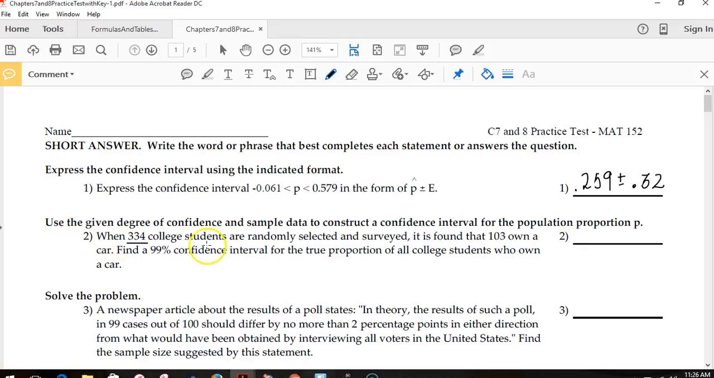Number 2, 334 college students are randomly selected. It was found 103 own a car. Find a 99% confidence interval. All right, so as soon as you hear a confidence interval or test the claim, you want to start paying attention because it's going to tell you to what level you want to know. So a 99%, a 95%. And it's going to tell you in the next part which confidence interval you want to find. In this case, we want to find the proportion of all college students who own a car. And so that's going to be a 1-PropZInt, since I'm talking about intervals.